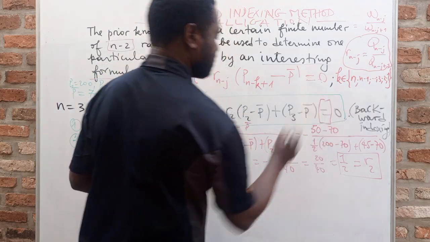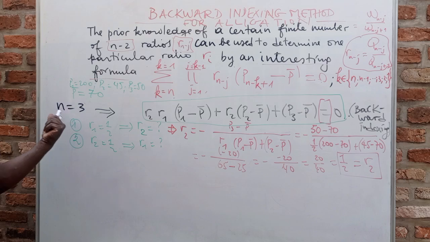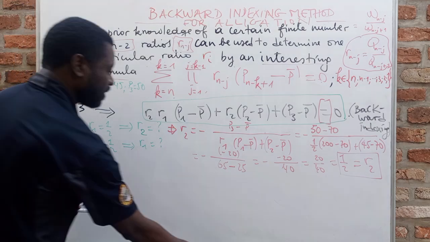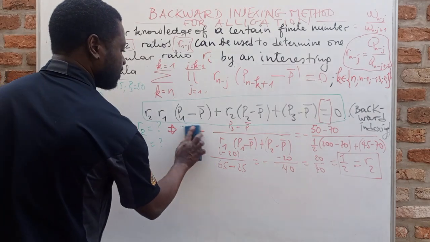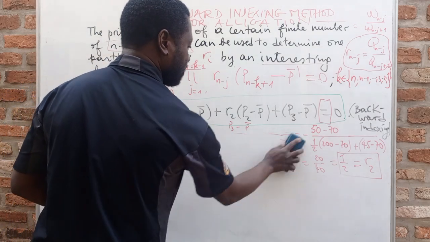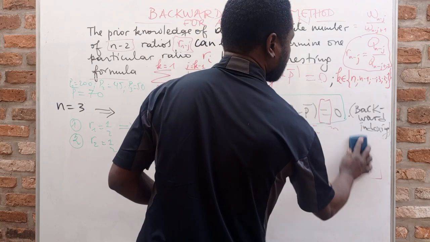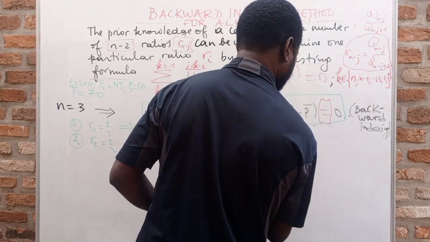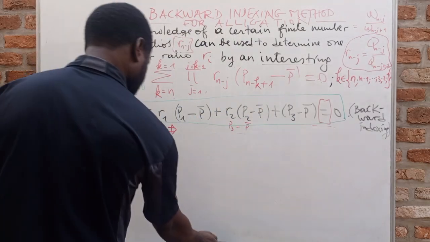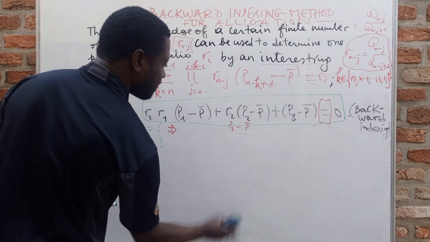Because this formula is the general case, let us consider when n is equal to 3. In this case, what will happen? We know the answer from the last videos. We know that it will be a half. Let us verify with this formula.